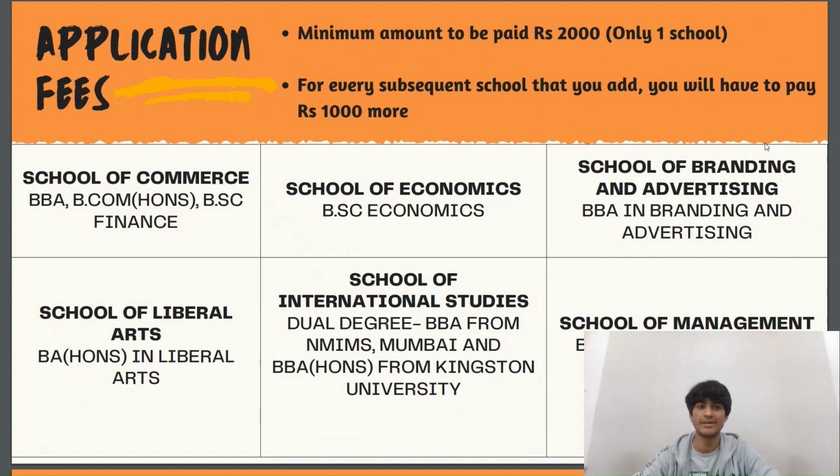Moving on, we have the application fees for NPAT 2023. The minimum amount a candidate has to pay to appear for the exam is Rs 2000, as long as he or she only chooses one school. For every subsequent school that you add, you'll have to pay Rs 1000 more. So, for example, if you were to choose all the programs within the School of Commerce, that is BBA, BCom Honors, and BSc Finance, you would still have to pay only Rs 2000. On the other hand, if you were to choose the BBA from the School of Commerce and you were to choose a BSc Economics from the School of Economics, you would have to pay an aggregate of Rs 3000.